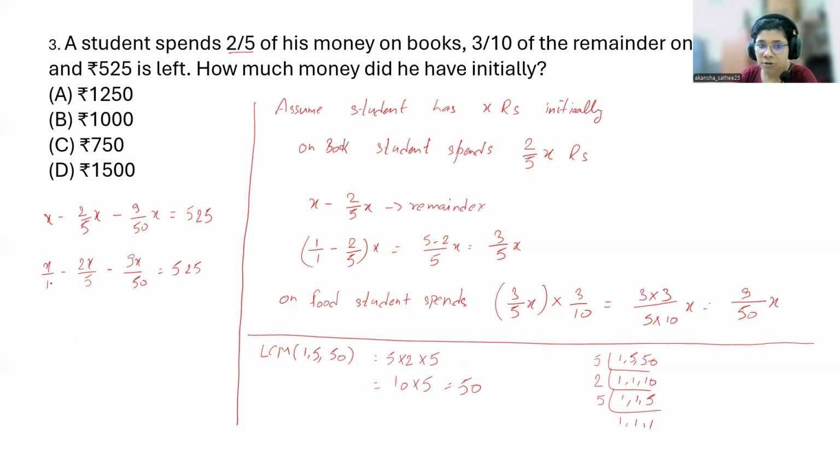How will you make 1 into 50? You just multiply numerator and denominator by 50. So you can write it as 50x upon 50, right? Minus, how will you make 5 into 50? Just multiply 5 by 10. So 2 into 10 is 20x upon 50. And it is already in the correct form. So 9x upon 50 is equal to 525.